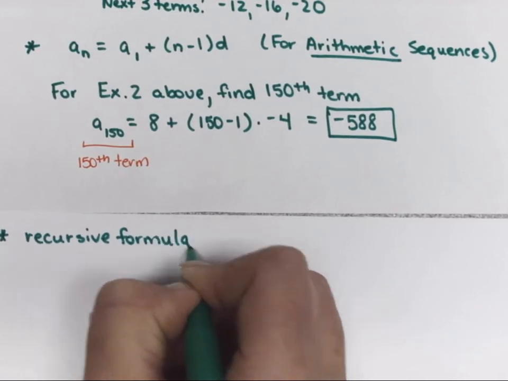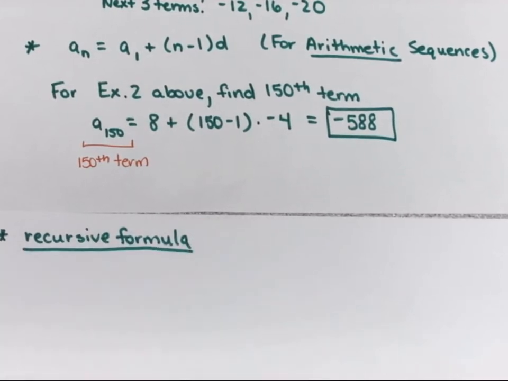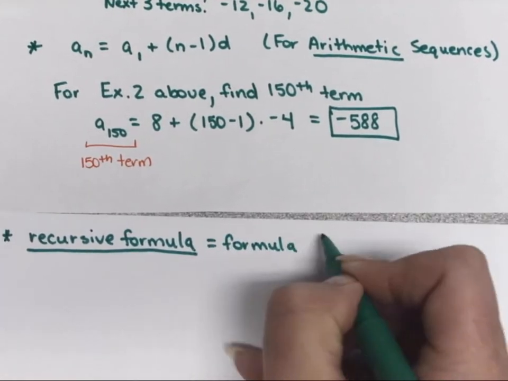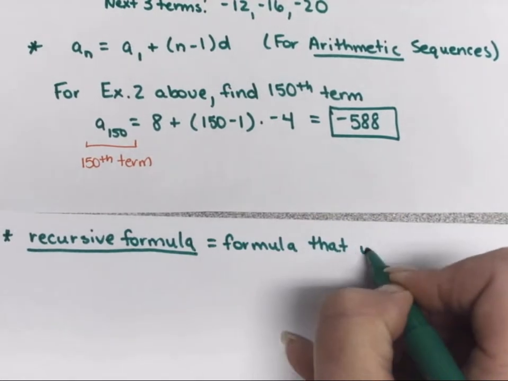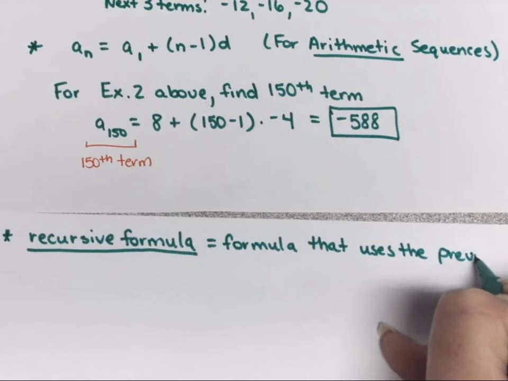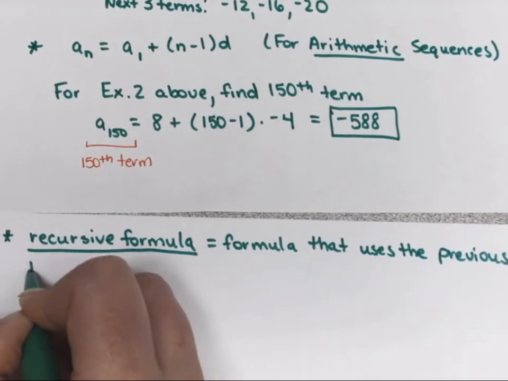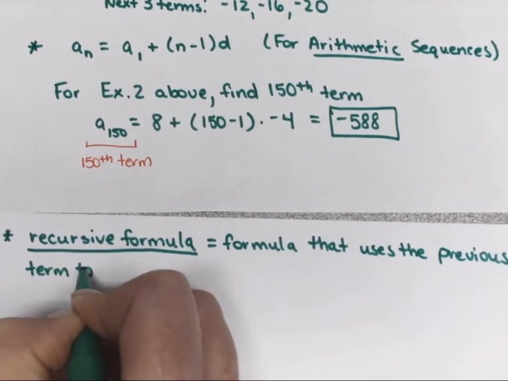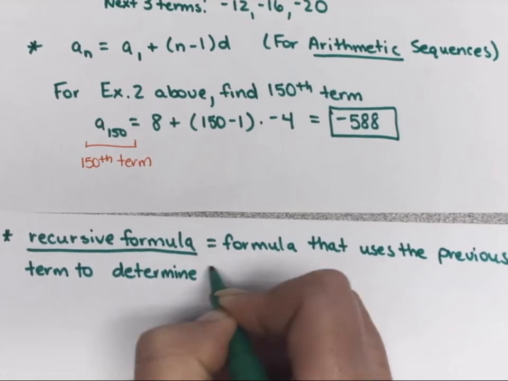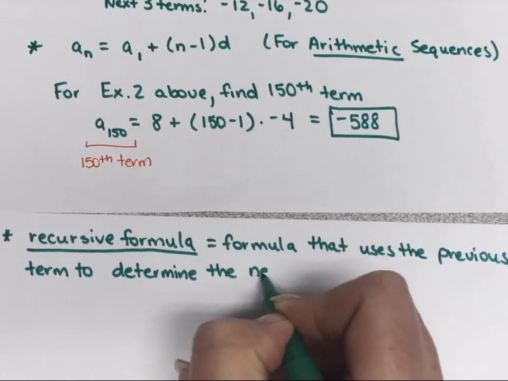All right, so another way we can write a formula is something called a recursive version of the formula. A recursive formula is just a formula that uses the previous term to get to the next term. Sometimes these are great because they're really easy to read once you know what you're looking at. And then sometimes they're not so great because you have to know the term before it to be able to use the formula.